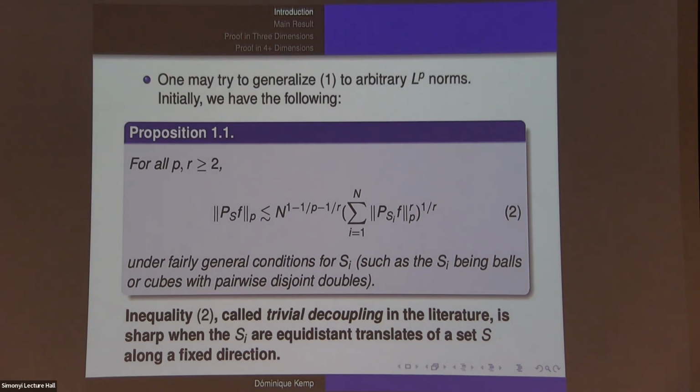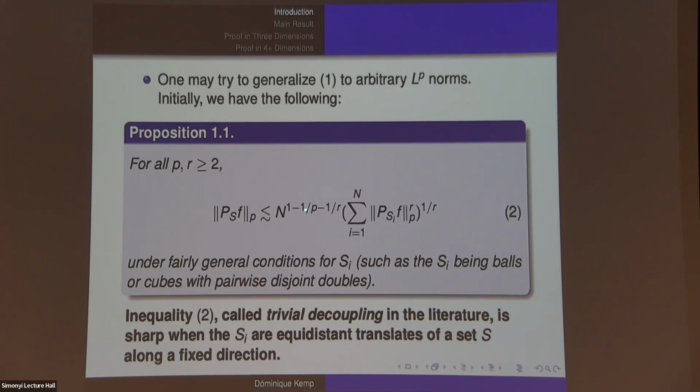Right, so initially, there is this proposition obtained by way of the Plancherel identity combined with interpolation. For fairly general conditions on the S_i, such as just being balls or cubes with pairwise disjoint doubles, so that we can interpolate, there is this inequality that holds for all p and r larger than or equal to 2. It is an l^r sum of L^p norms of the Fourier projections.